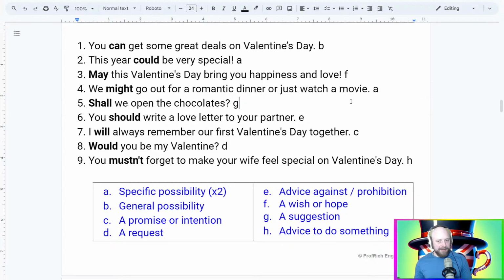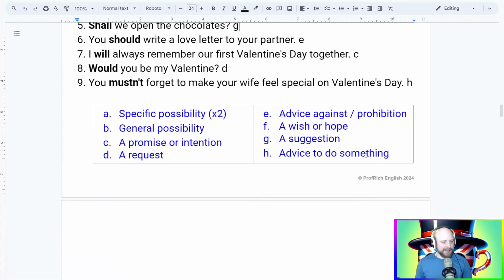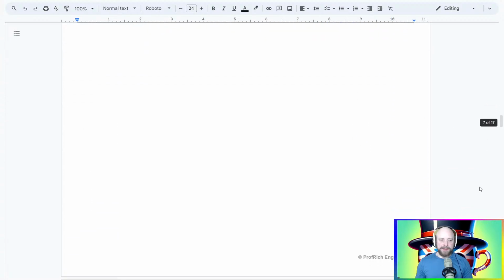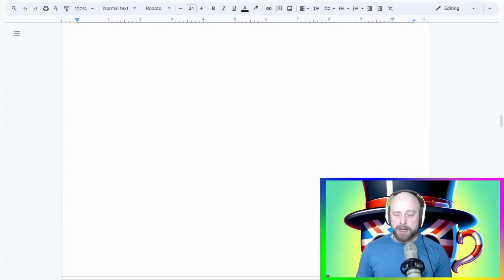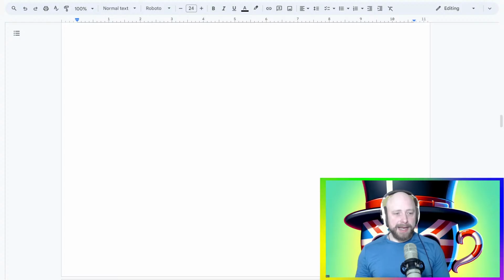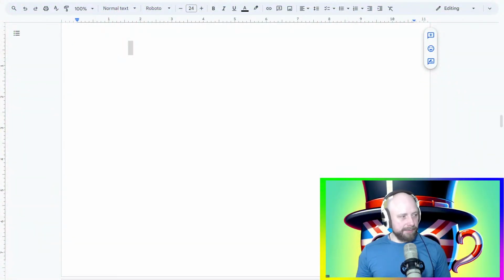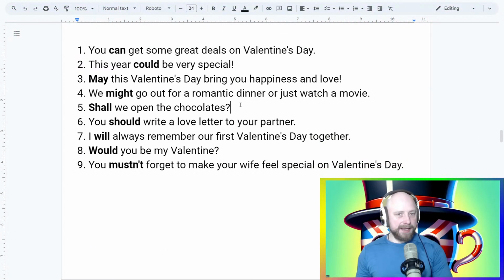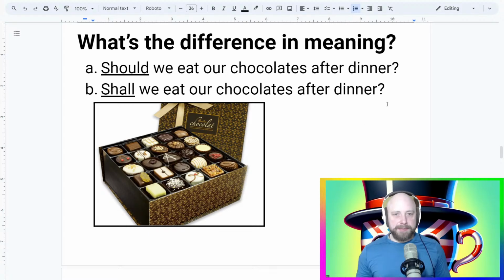So, we're going to have a bit of a look at some more modals, and these are some modals where the meaning between them can be a little difficult. So, I'm going to show you two sentences with a different modal, and I want you to tell me what's the difference in meaning between the sentences, okay? What's the difference in meaning between these sentences, A and B?